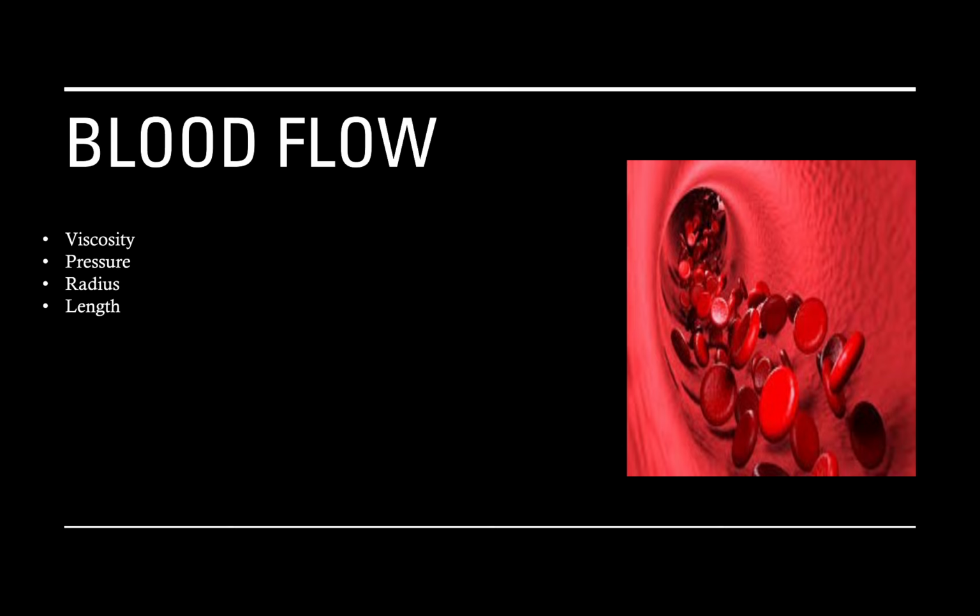The radius of a blood vessel: if a blood vessel is larger and has a larger radius, blood will flow quicker and smoother through that vessel. The smaller the radius, there is a decrease in blood flow. And then the length of the vessel. The longer the vessel, the slower blood will flow through the vessel. You'll see a decrease in blood flow in a longer vessel.